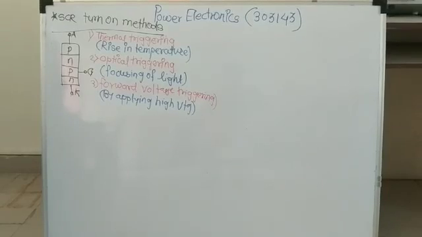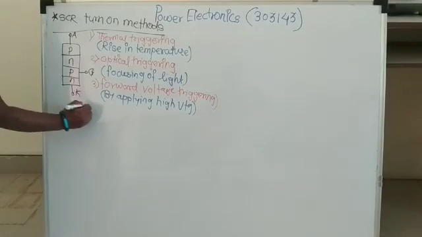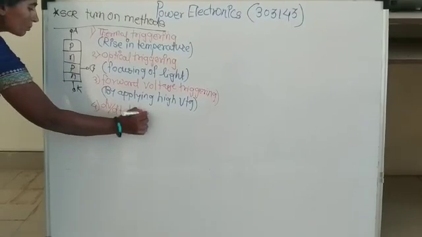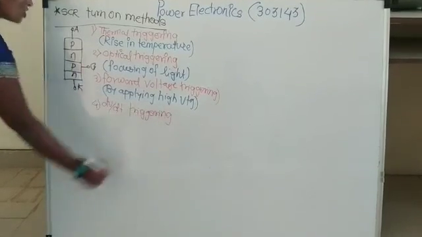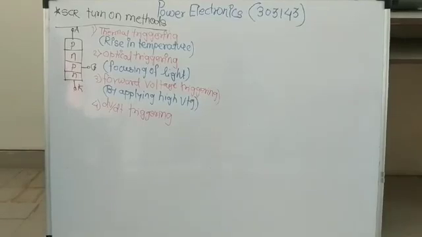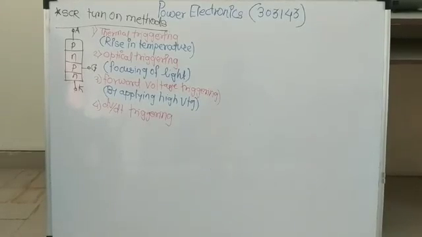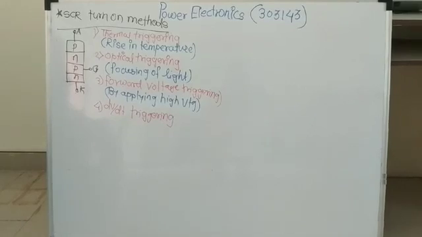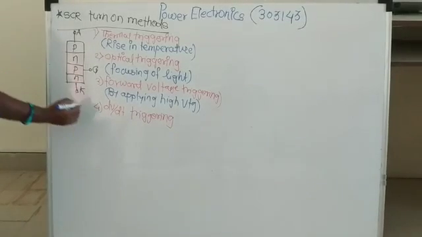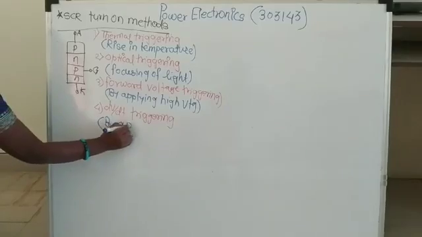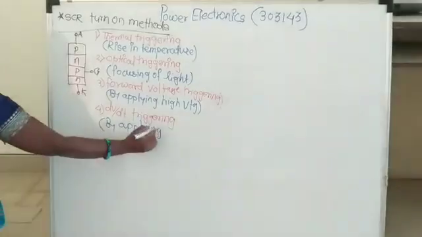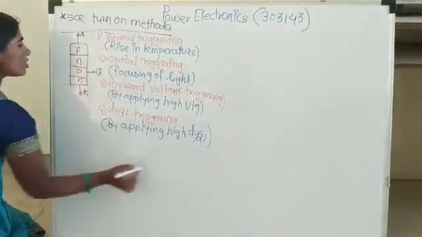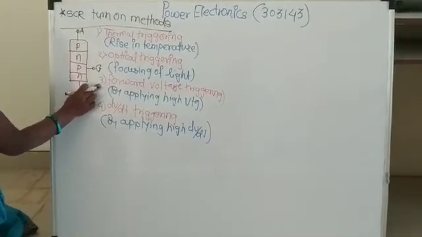Now, the next triggering method is dV by dt triggering. Fourth one is dV by dt triggering. Now, dV by dt means changing voltage with respect to time, called dV by dt triggering. This dV by dt triggering is also called by applying high dV by dt voltage.